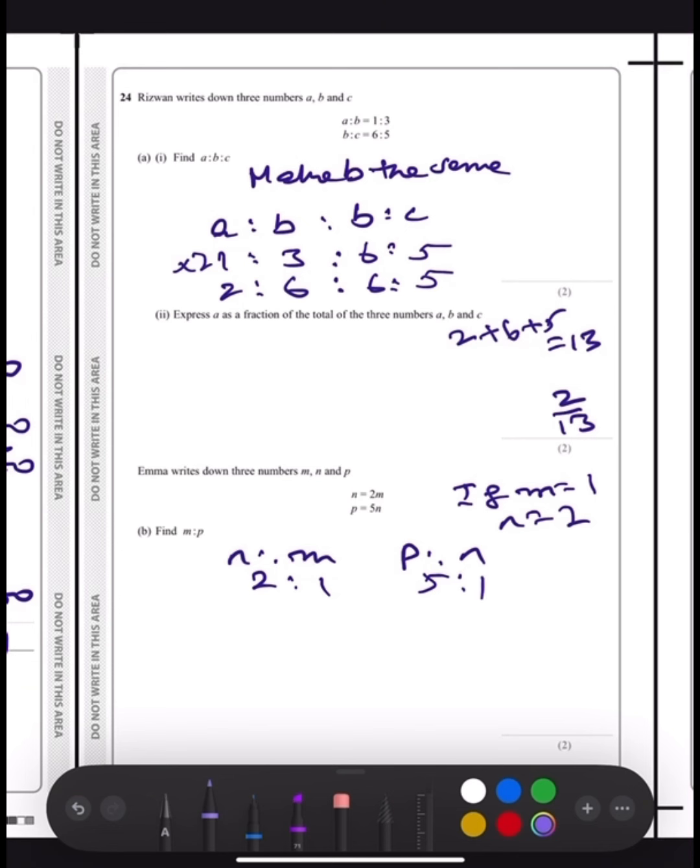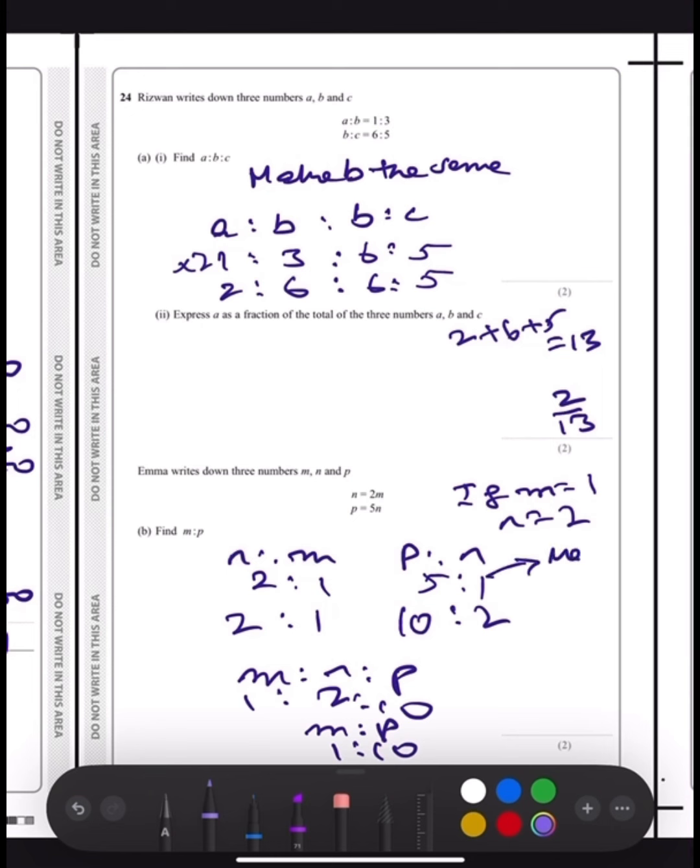Obviously we wrote N ratio M, P ratio N, and then we converted the 1 to 2, so we multiplied by 2. 5 into 2 is 10, so we wrote 10, and then we wrote 2:1 as a normal ratio, we kept it as that. And then for M ratio N ratio P, we got a ratio of 1:2:10, but because they only asked us for M ratio P, we wrote the ratio of 1:10, and that will be our answer.